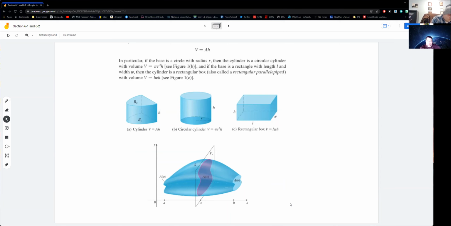The problem comes in when we get some crazy shape like this that changes over time, and the base isn't something that I can easily calculate. So it's like, okay, how do we figure out the area for a shape like that? That's where calculus comes in.